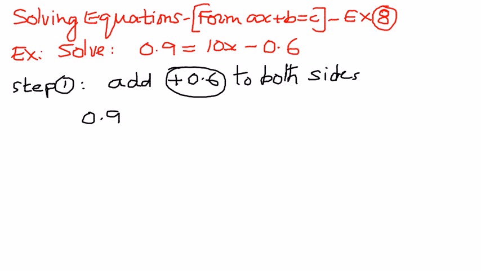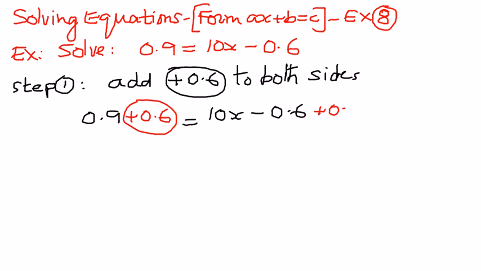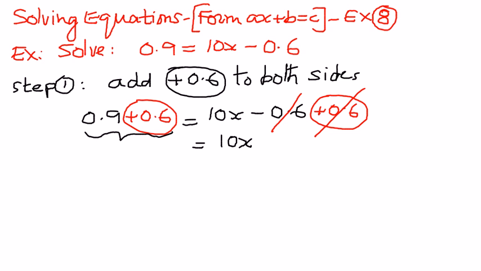0.9 plus 0.6, like that, we've introduced that, is equal to 10x minus 0.6 and then plus 0.6. This is what we've introduced to both sides of the equation. As you can see, the negative 0.6 and positive 0.6 cancel out, leaving us with 10x is equal to, we want to simplify these terms on the left hand side. 0.9 plus 0.6 is going to be equal to 1.5, isn't it? 1.5.